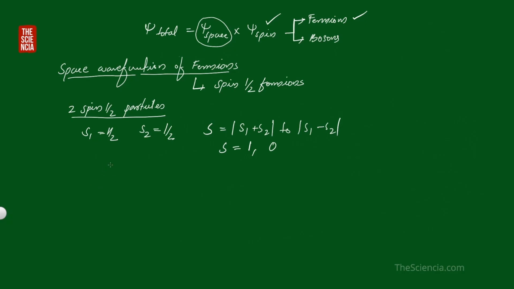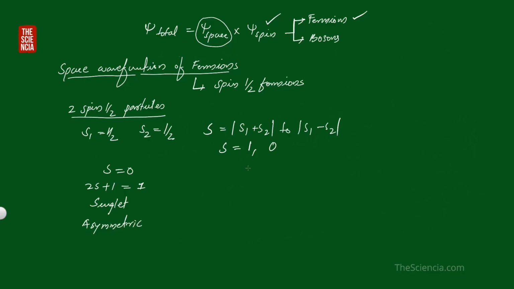If S equal to 0, we say it is a singlet state, and the multiplicity 2S plus 1 is equal to 1. So we call this a singlet state because there is only a single state, and the singlet state is an asymmetric state also.